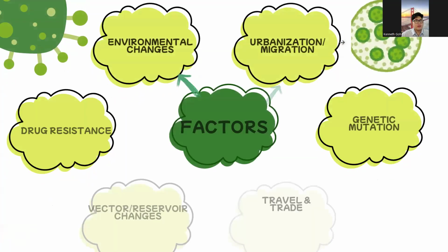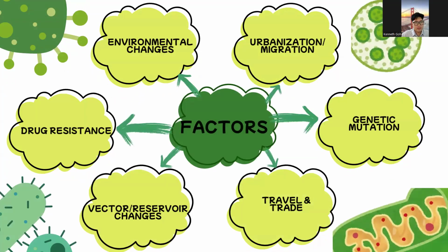So there are a few factors for the emerging and re-emerging of diseases. The first one would be environmental changes. Maybe the environment gets worse, like pollution and such, so maybe that encourages the parasite to further thrive in the population.